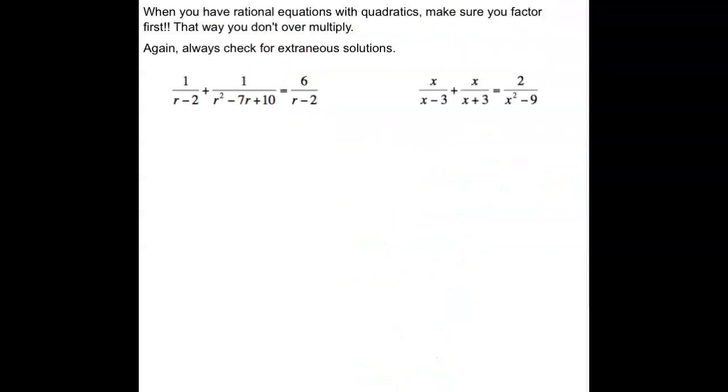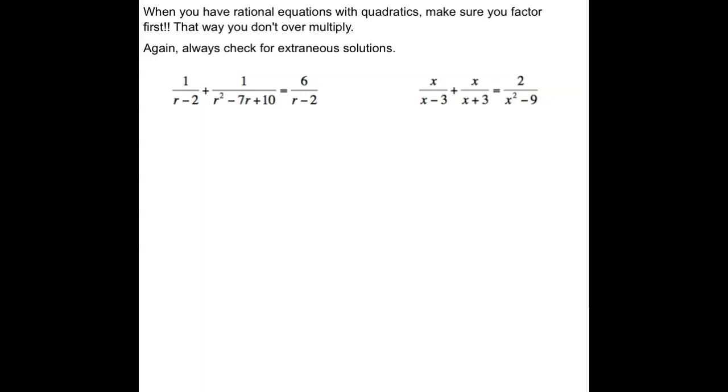So we are going to add one to our notes today. When you have rational equations with quadratics, make sure that we have it in factored form first before we try to find our LCD, because we don't want to over multiply. We don't want to multiply in more than we absolutely need. And again, we always want to check for those extraneous solutions.